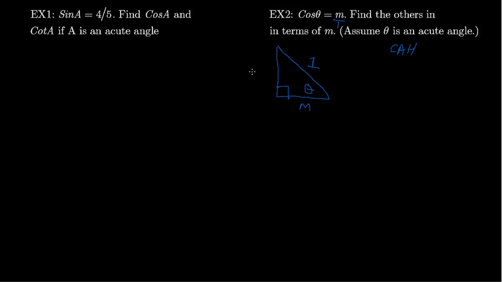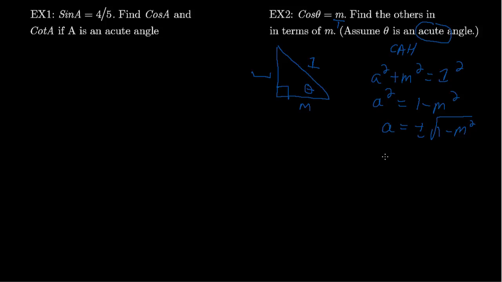And I would again need to do Pythagorean theorem to find the third side. A squared plus m squared equals 1 squared. I was given this as length m, the side that I don't know I'm calling a. A squared equals 1 minus m squared. A equals plus or minus the square root of 1 minus m squared. Again, we're told that theta is an acute angle, so I'm going to use the positive version. Positive square root of 1 minus m squared. I'm going to label my diagram.